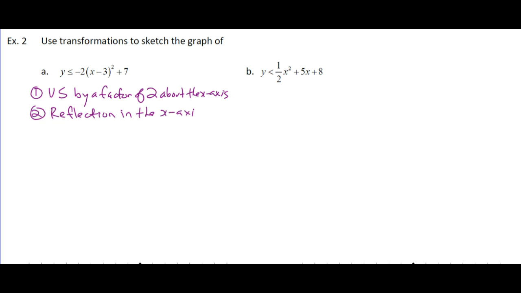We have a reflection in the x-axis, right? What's the third one? Okay, horizontal translation, which way, how much? Okay, 3 units right. And lastly, what's the last thing we got?